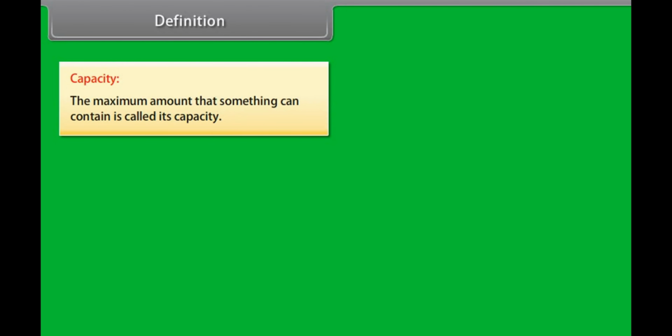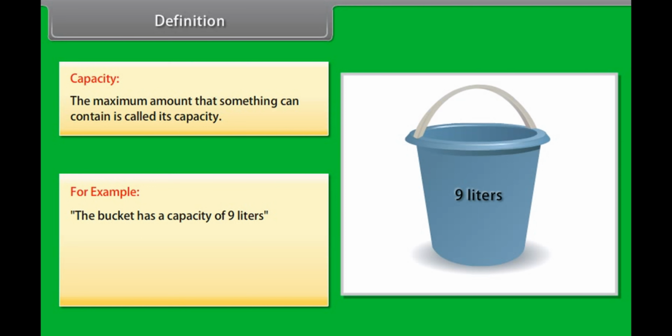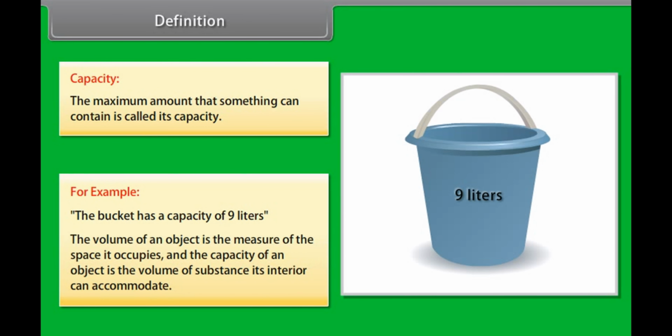Capacity. The maximum amount that something can contain is called its capacity. For example, the bucket has a capacity of 9 liters. Or we can say that the volume of an object is the measure of the space it occupies, and the capacity of an object is the volume of substance its interior can accommodate.